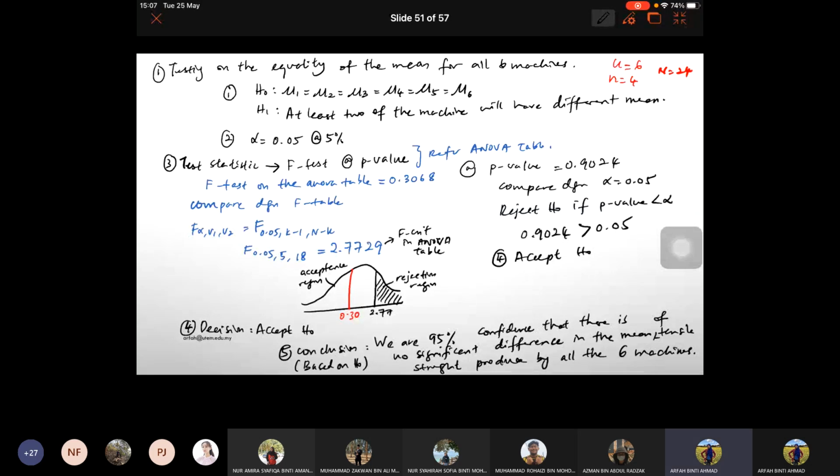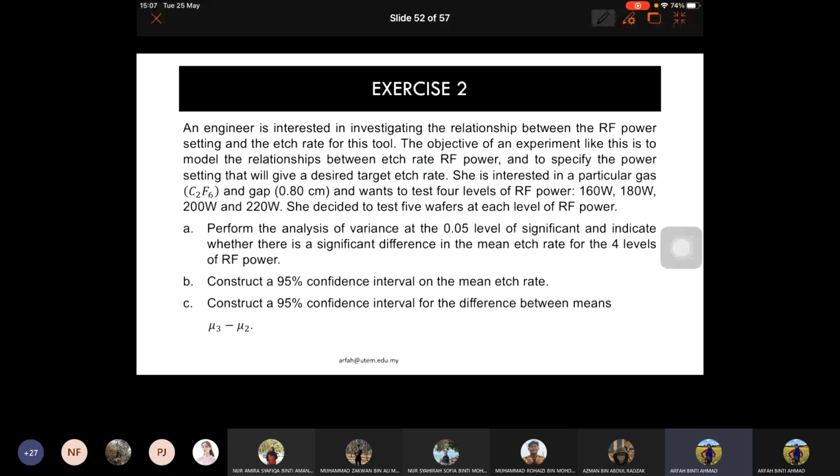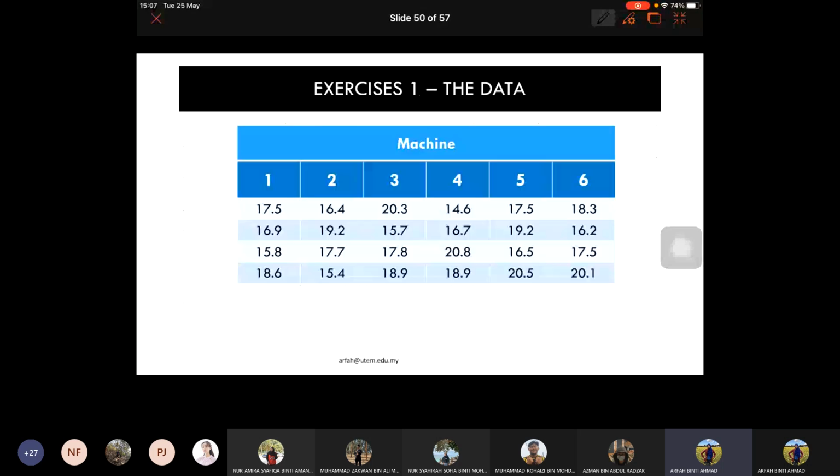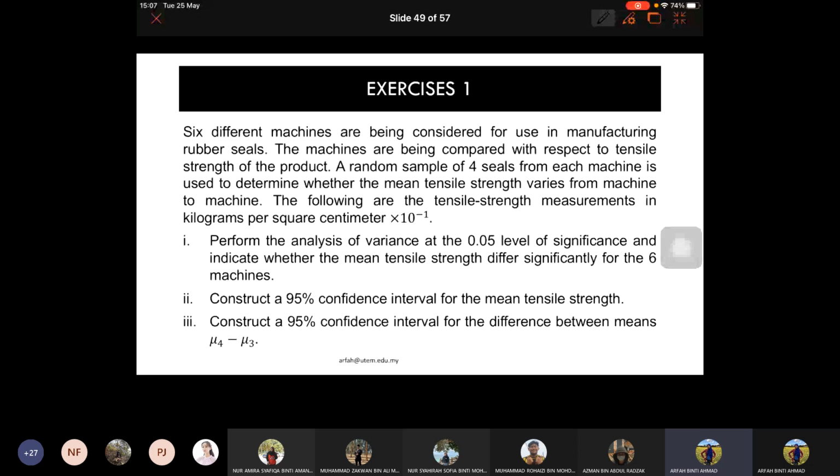Okay, so dah semua. Okay, soalan kedua dia kata construct 95% confidence interval for the mean tensile strengths. A random sample of four cells from each machine is taken. So maksudnya awak kena dapatkan 95% confidence interval untuk mesin 1, mesin 2 up until mesin 6, for the tensile strengths.